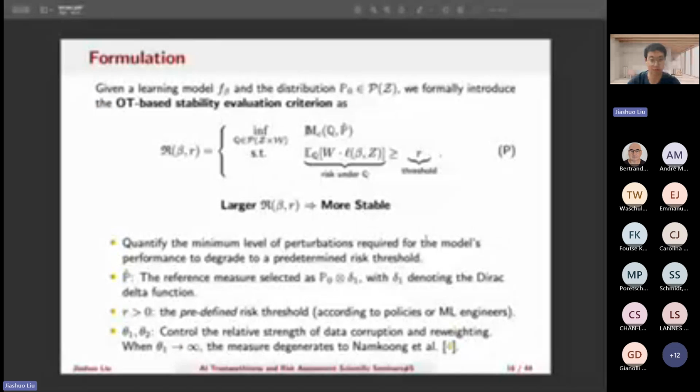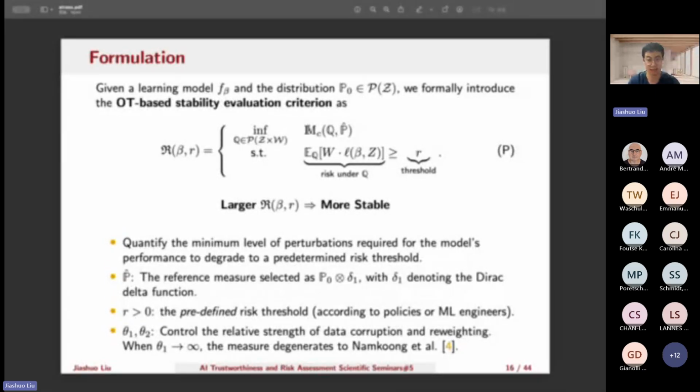And here we go to the formulation of our stability measure, which is actually to solve an optimization problem. The objective is to minimize some kind of distance between a distribution Q and the original distribution P hat. The constraint is that in distribution Q, the model performance will drop to a predefined threshold R. And this is what this objective means. This criterion captures the minimum level of perturbations required for the model's performance to drop to a predefined risk threshold. So you can imagine that a larger score means that your model is more stable because you need to do more perturbations to destroy your model. Otherwise, your model is less stable.